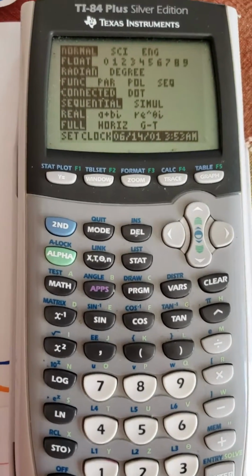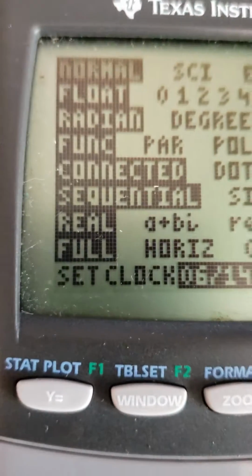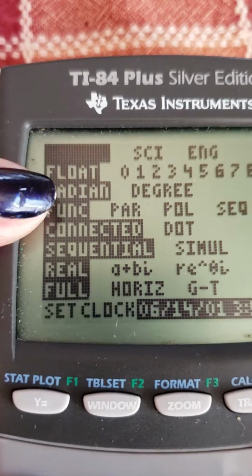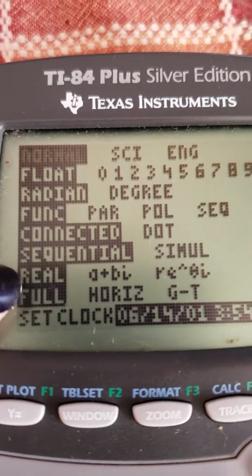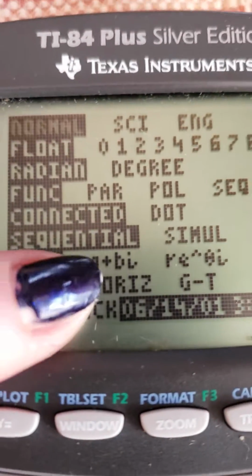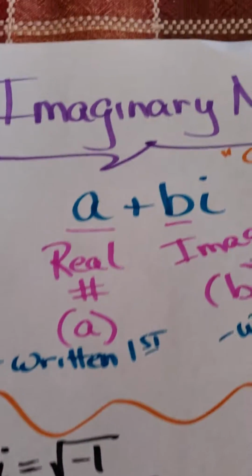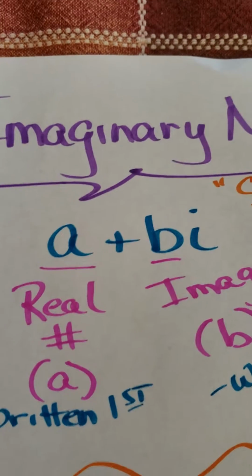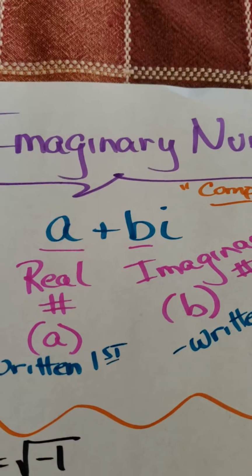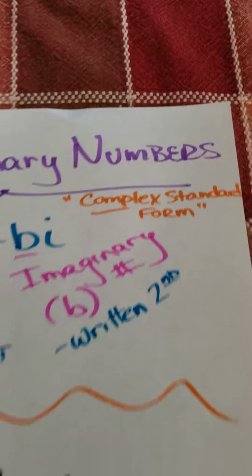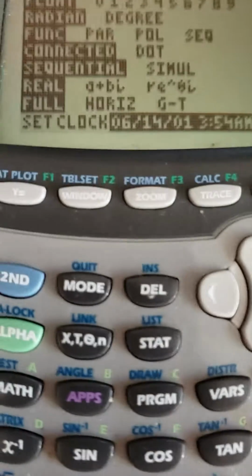Okay, press mode. Now, if you can see, sorry, it's dusty. You'll see normal, float, radian, function. Okay, you see real? And then what's next to real? A plus BI. I saw that before. A plus BI. That's the real plus the imaginary, and that is complex standard form, right?